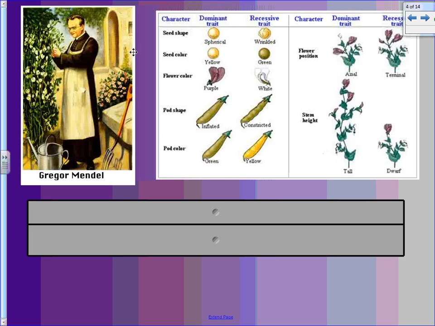Looking over here, these are the traits that he decided to look at: seed shape, seed color, flower color, pod shape, pod color, et cetera. He noticed that for some traits, like seed shape, round seeds were much more common than wrinkled. Yellow seeds were much more common than green, purple flowers more common than white, and so on and so forth. And so that led him to develop this thing called the principle of dominance.